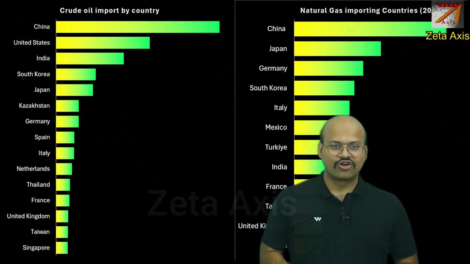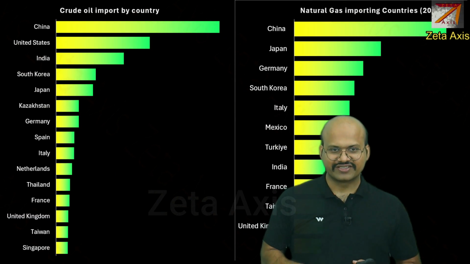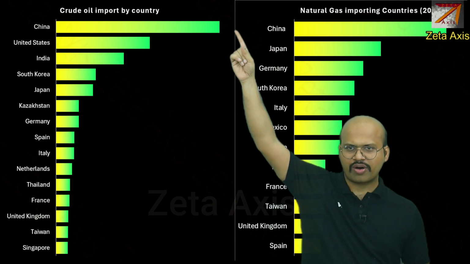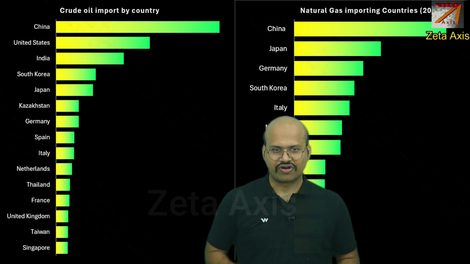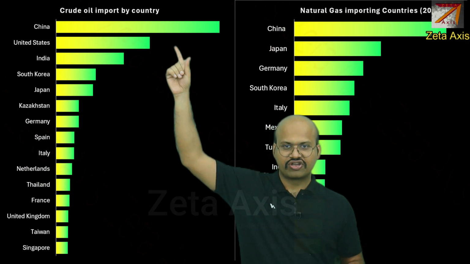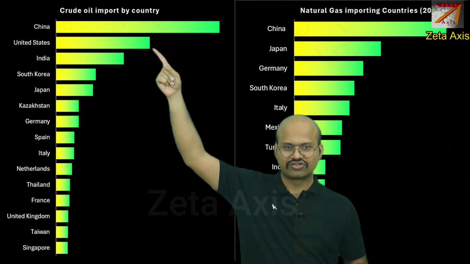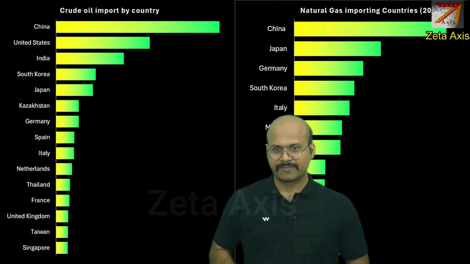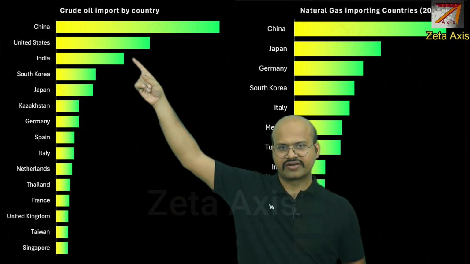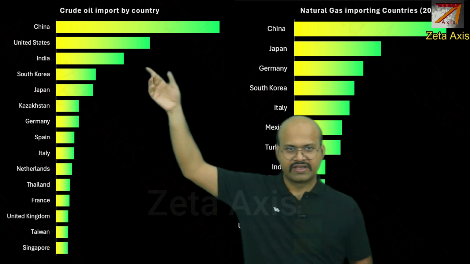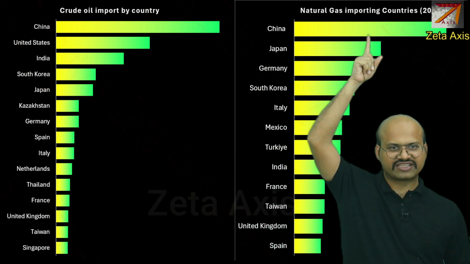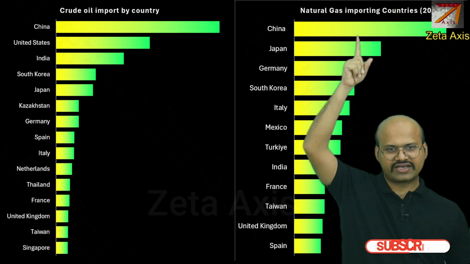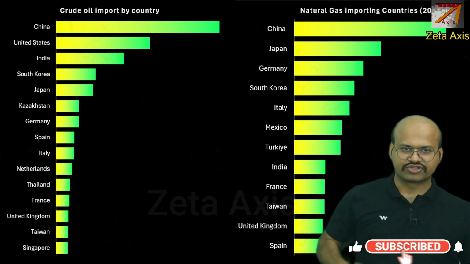If you see the crude oil importing countries, China is at the top, followed by the United States. We know that the United States is a major producer of oil, but it still also imports oil because of its national planning. India is the third biggest importer of oil. Similarly, for natural gas, China is the largest importer, while India is at the 8th position.